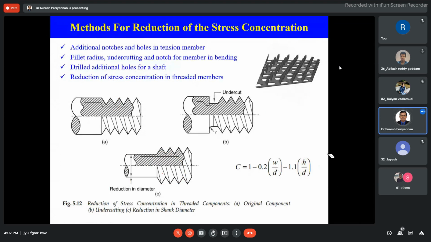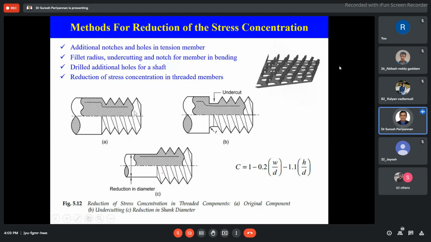Okay, now see here. What is this left side? This is the shank, right? This is a threaded portion. What is the plain portion? The plain portion is called the shank. This is about reduction of stress concentration in threaded members.